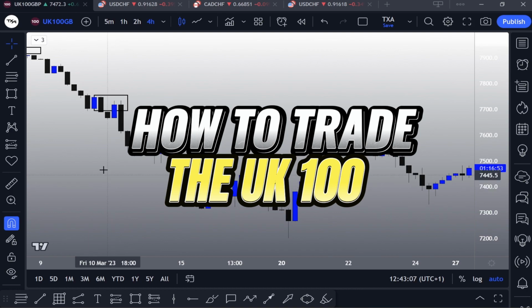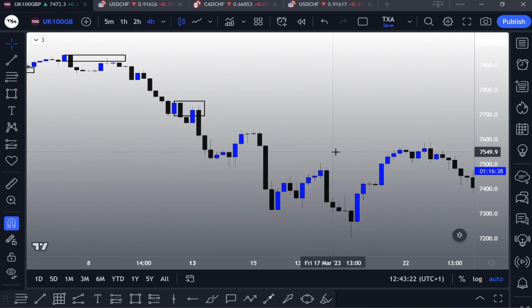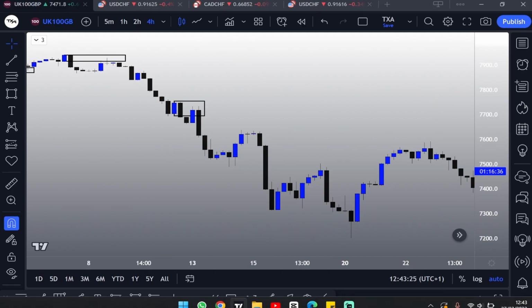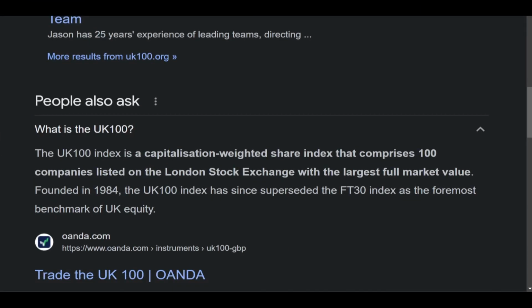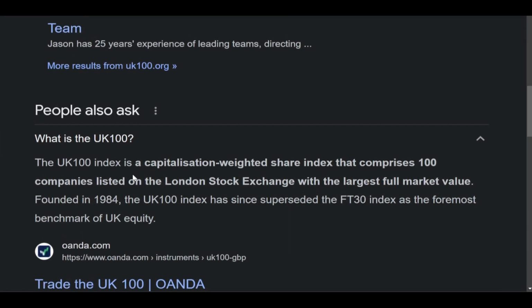And without further ado, let's do this. First things first, what is the UK 100? Let's go to Google. The UK 100 is a capitalization weighted share index that comprises 100 companies listed on the London Stock Exchange with the largest full market value. So it's basically the 100 most powerful, most lucrative companies in the UK. I live in London, so this is very close to home.